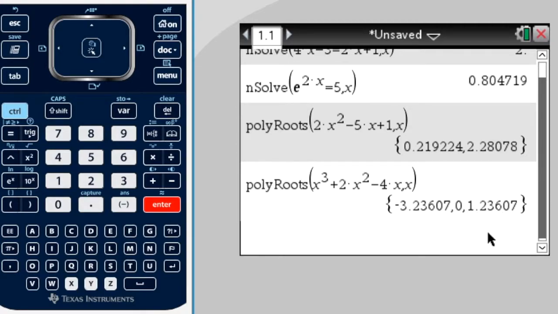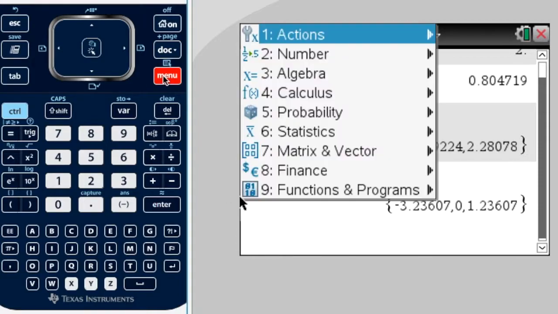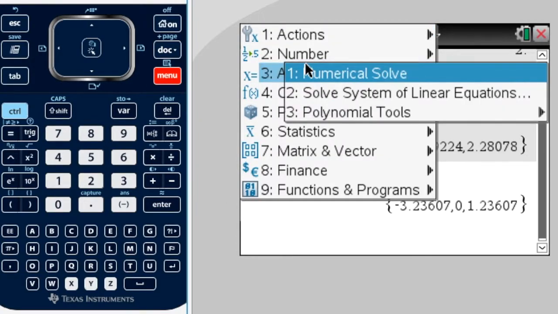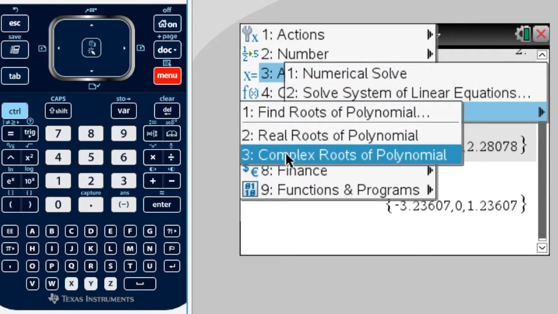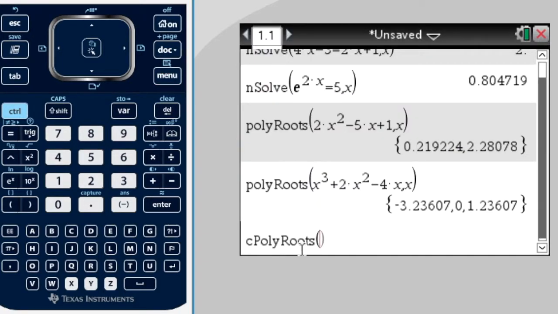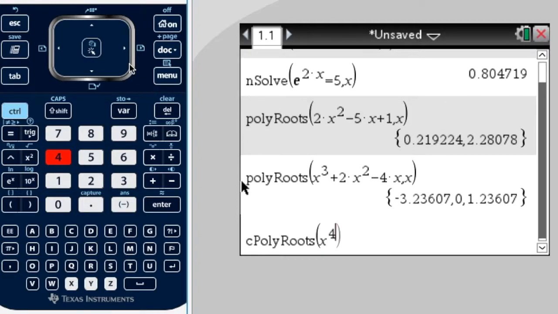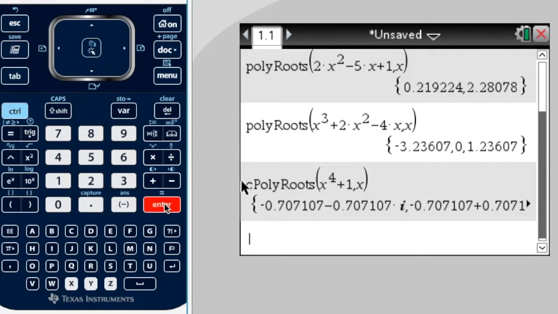Now what about complex roots? So let's go Menu, Algebra, Polynomial Tools. Let's do complex roots of a polynomial. Okay, so let's make something up. X, we can actually type it in this way, x to the 4 plus 1, comma, and x is my variable, enter.